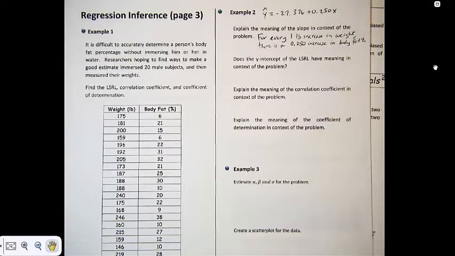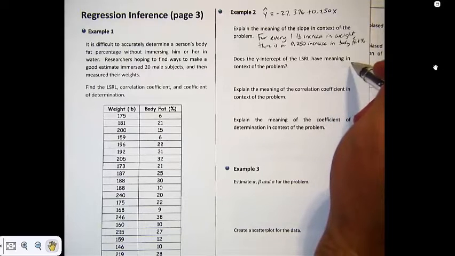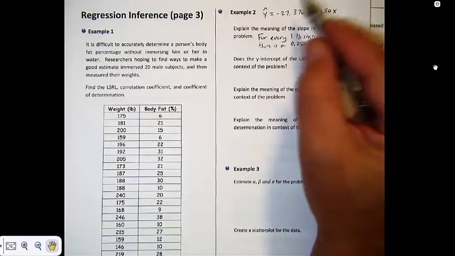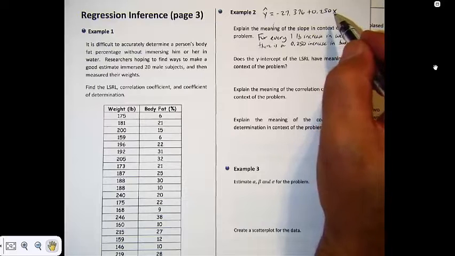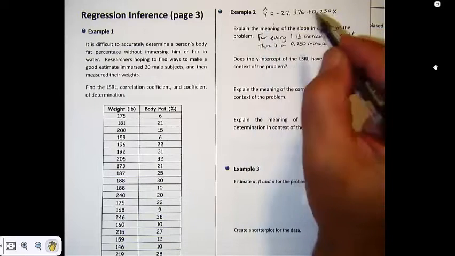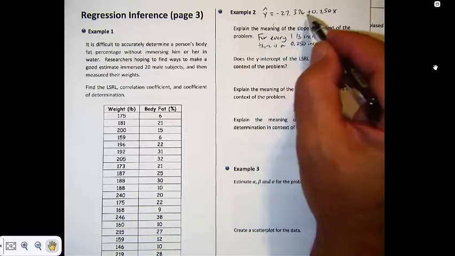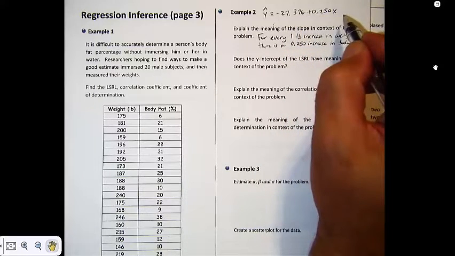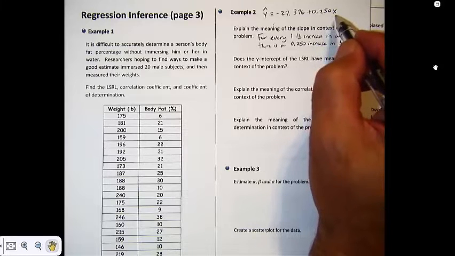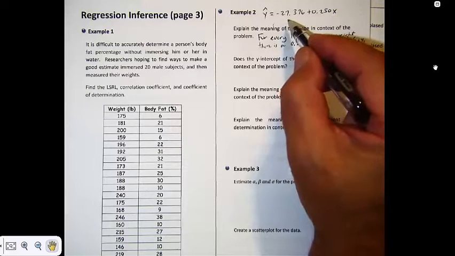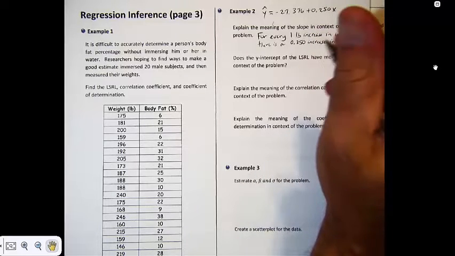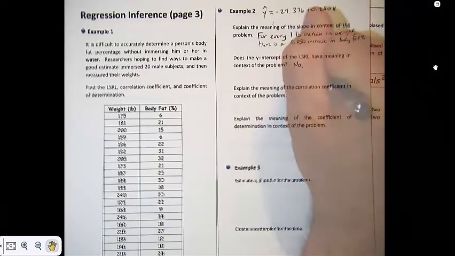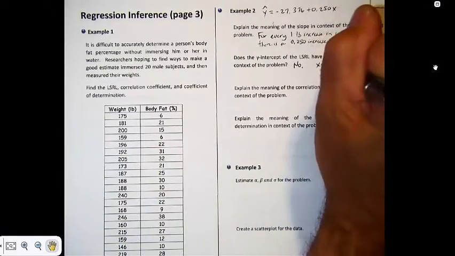Now, does the y-intercept of the least squares regression line have meaning in context of the problem? Recall, to find the y-intercept, we let x be 0. Does it make sense to have a body fat value of negative 27.376 for an individual with a weight of 0 pounds? It doesn't make sense to have a weight of 0 pounds, and it doesn't make sense to have a negative body fat percentage. So there really is no interpretation of the y-intercept in this problem. No, it does not have meaning. X equals 0 has no meaning.